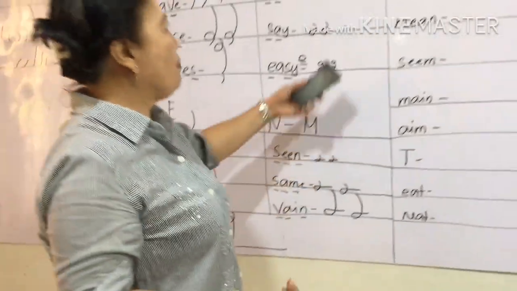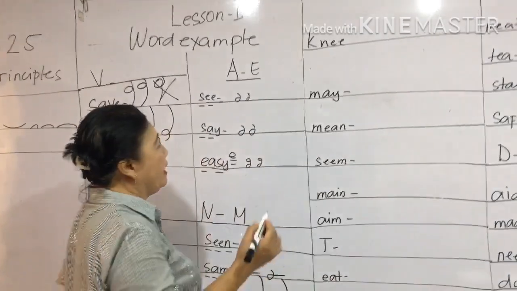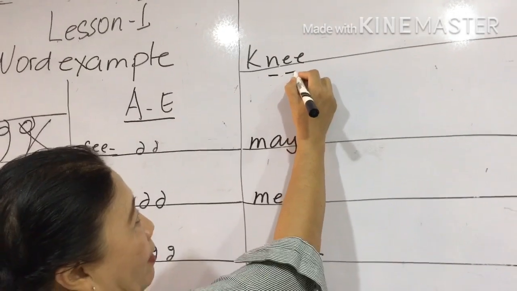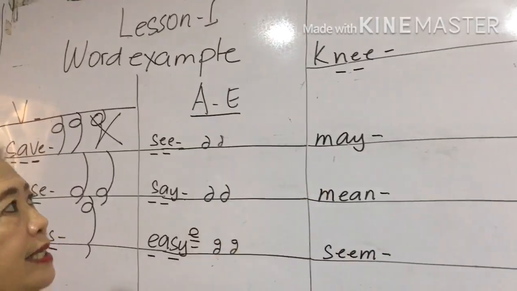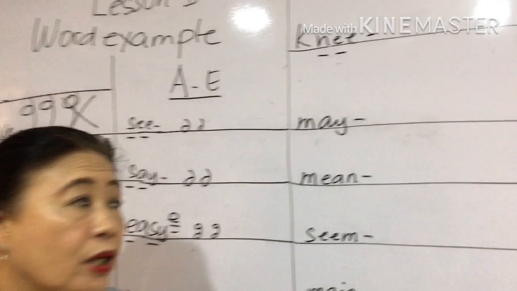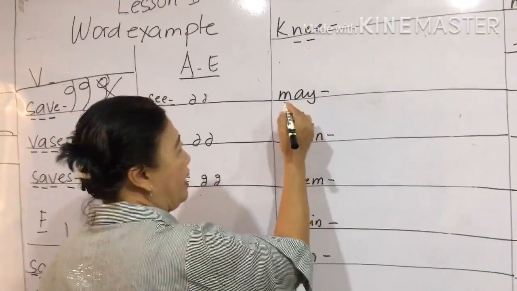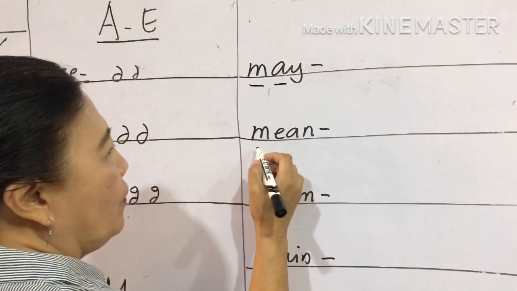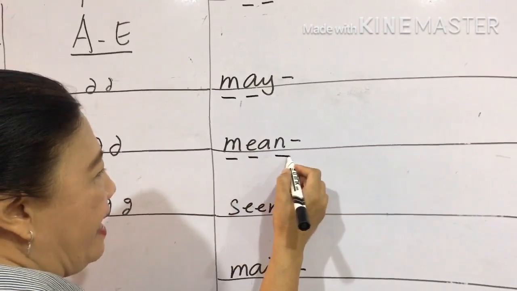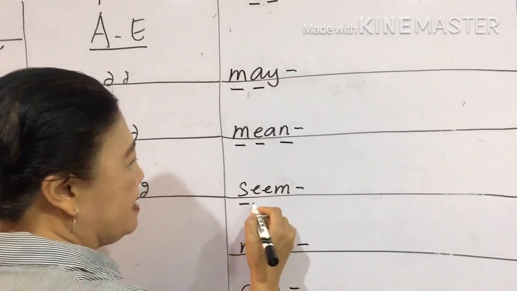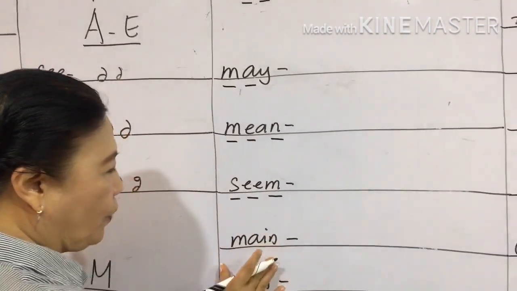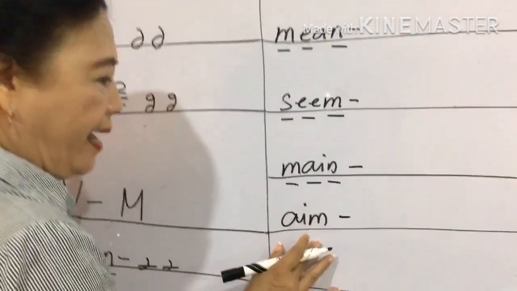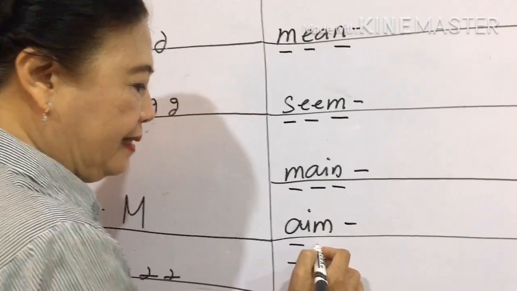We also have some examples. For the letter N, we have knee, N and E. Remember, our shorthand strokes are based on how you pronounce the word correctly. For the word may, we have M and A. For the word mean, we have M, E, and N. Seam, we have S, E, and M. For make, we have M, A, and K. For the word aim, we have A and M.